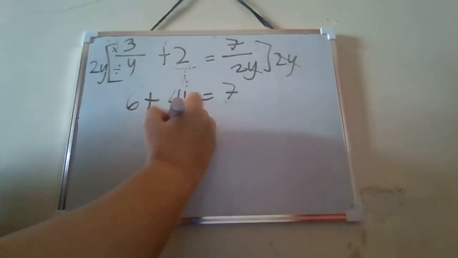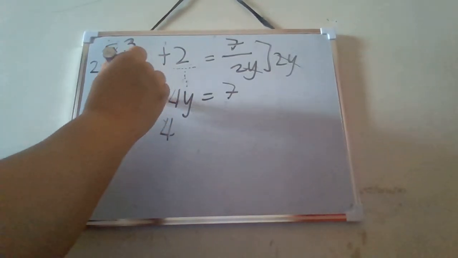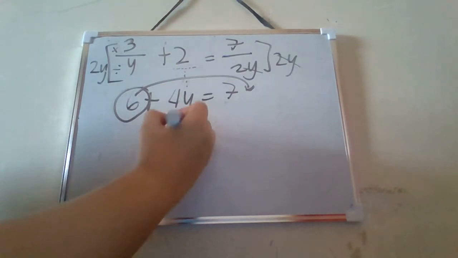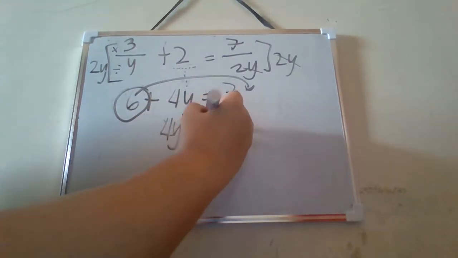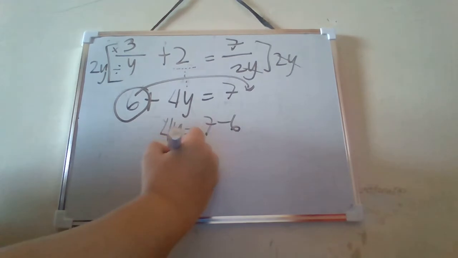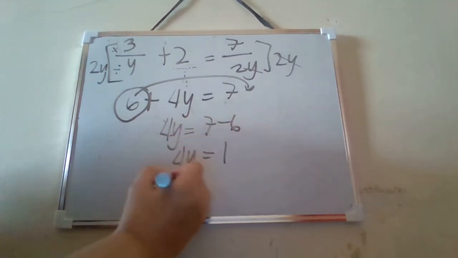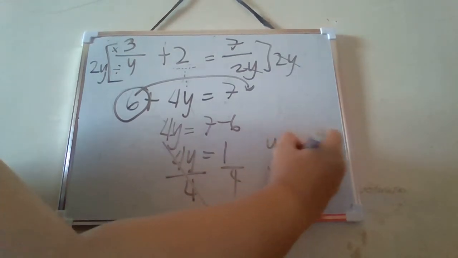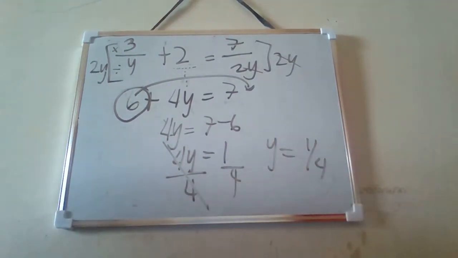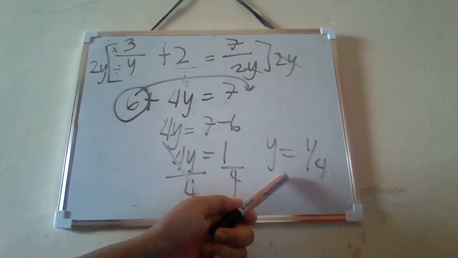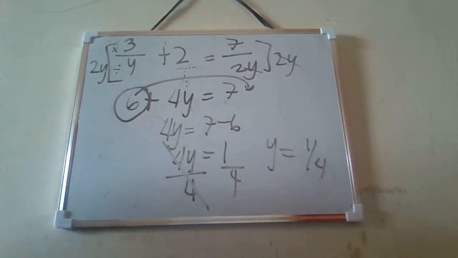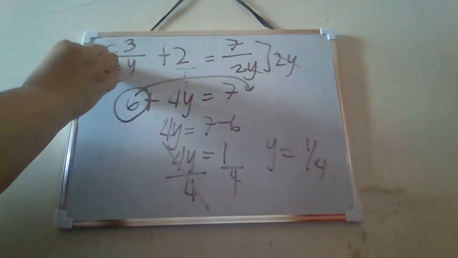And 4y, so same terms. So we need to transpose it here on the right side. So it becomes 4y equals 7 minus 6. 4y equals 1. Eliminate the 4 here. So y equals 1/4. Now let's see if this is correct, if the value of y is correct. So let me just erase this.